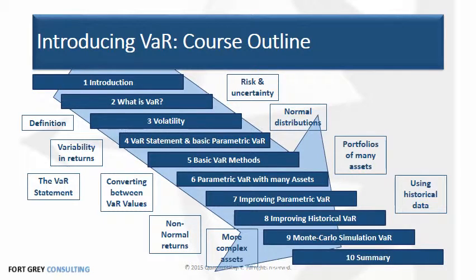For parametric value at risk with many assets, this allows us to consider portfolios. But there's also a problem in that we must think about non-normally distributed returns, in which case we have to improve parametric value at risk. We can also use historical VAR, depending on historical data, to calculate our value at risk. Monte Carlo simulation allows us to consider more complex assets such as call options or other options.